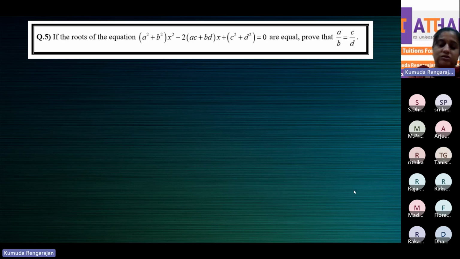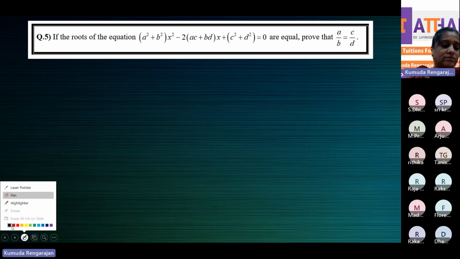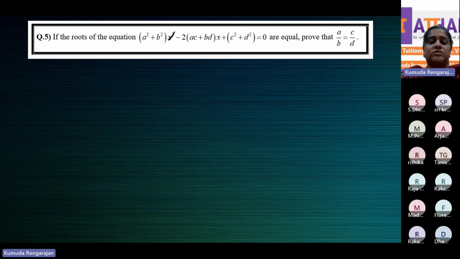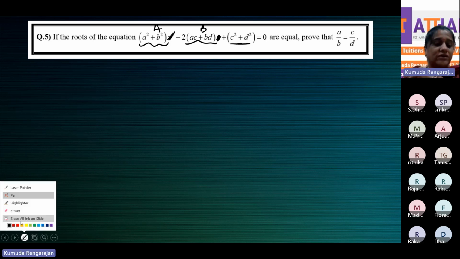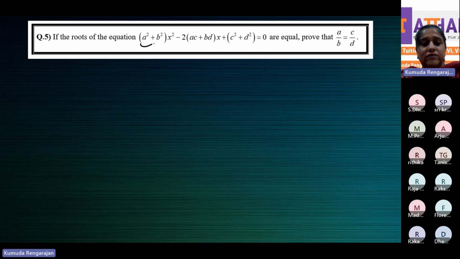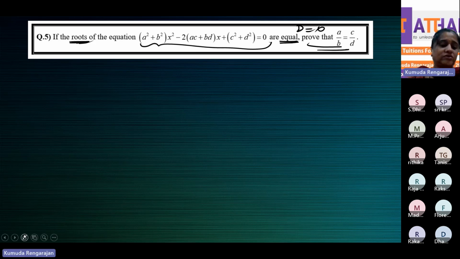So now that you've understood the values of A, B, and C, I think we can go a little faster. So take out this is A, take out this X, this is B, and this is C. Okay, so what is given here? We are given a quadratic equation, and it's given that the roots are equal. If the roots are equal, that means D is equal to 0. Given this, you should prove that A by B is equal to C by D.